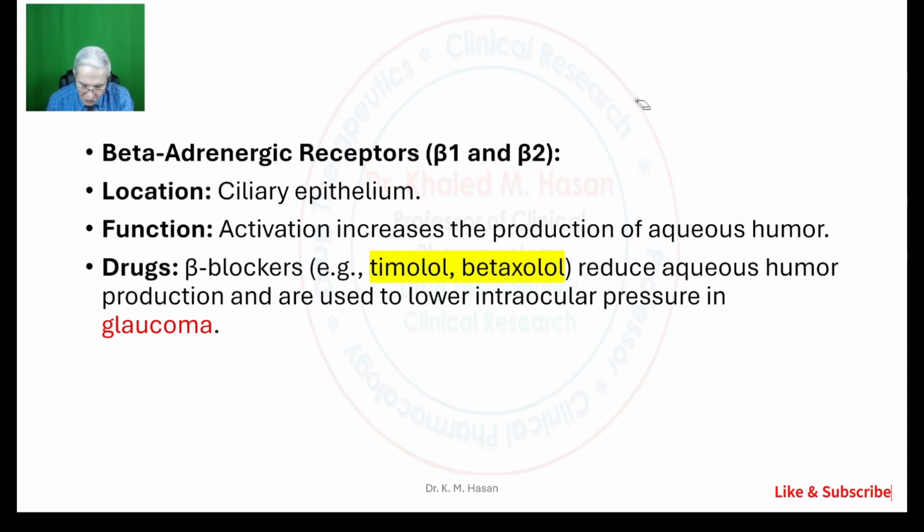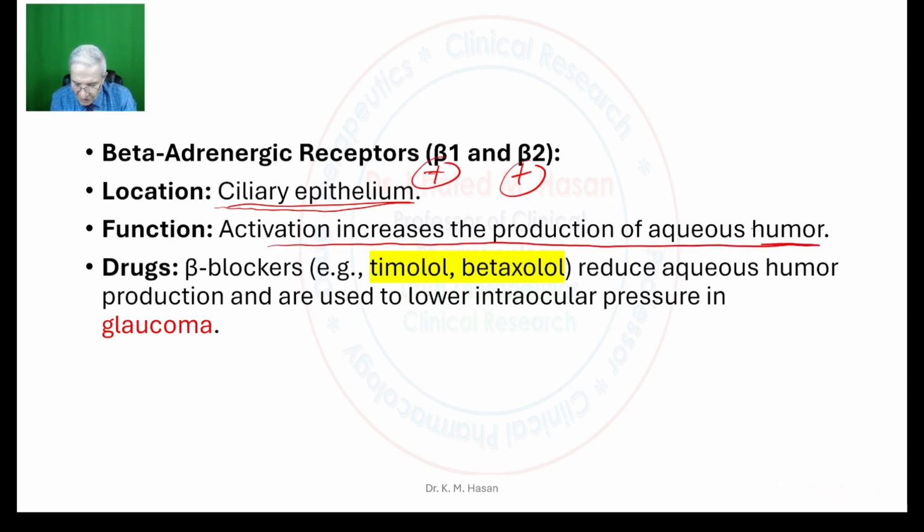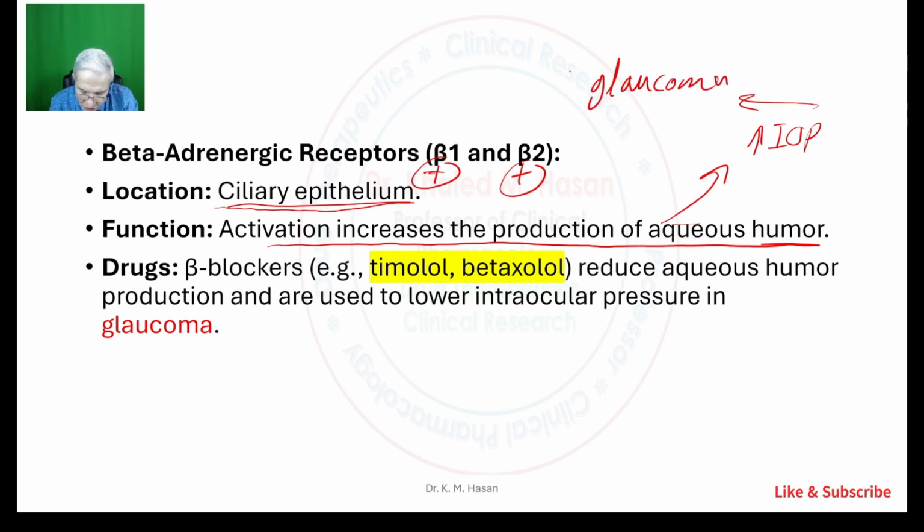What is the function of beta receptor in the eye? Beta 1 receptor is available in the ciliary epithelium, and when you activate beta 1 and beta 2 receptor, this will increase production of aqueous humor. So increased production of aqueous humor will lead to increased intraocular pressure, and this will aggravate glaucoma. This may make the situation worse for glaucoma.